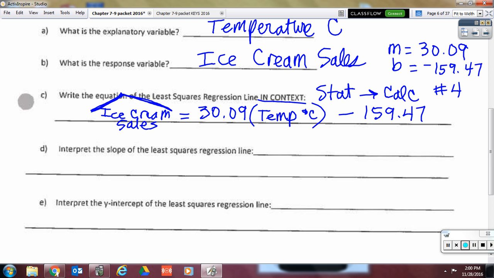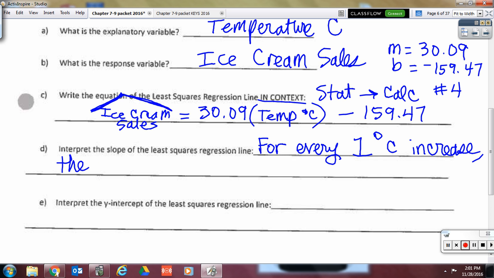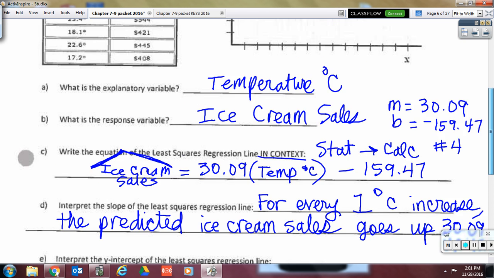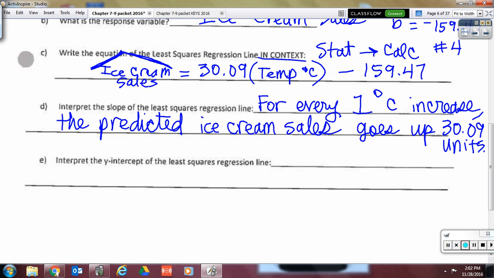Now here we have our other 2 items: interpret the slope and interpret the y-intercept. So in context, interpret the slope. For every 1 degree Celsius increase, or you could say for every 1 increase in the temperature, for every 1 increase in the x, the predicted ice cream sales does what? It goes up 30.09 units, whatever that is. I guess these are probably dollars or thousands of dollars or something. It doesn't say, so I'm just going to put units.